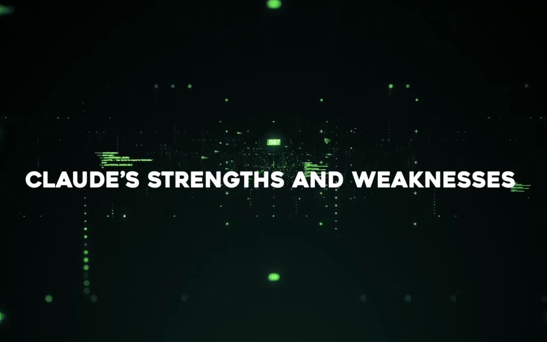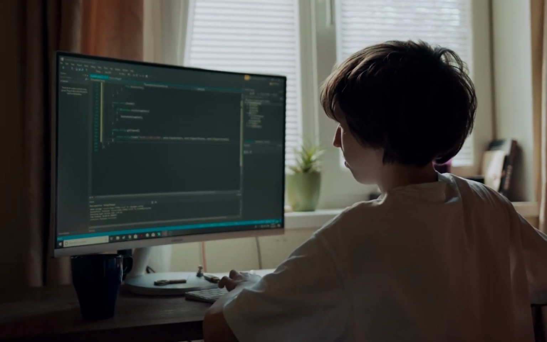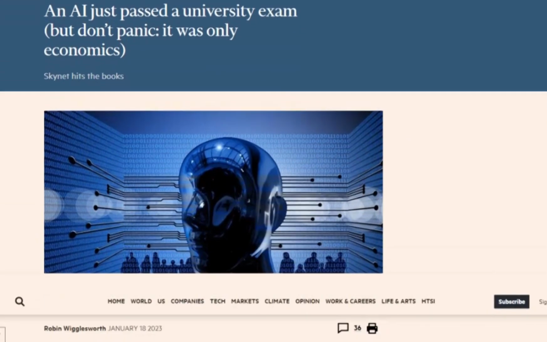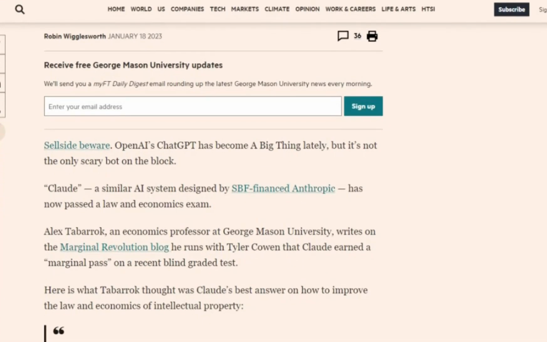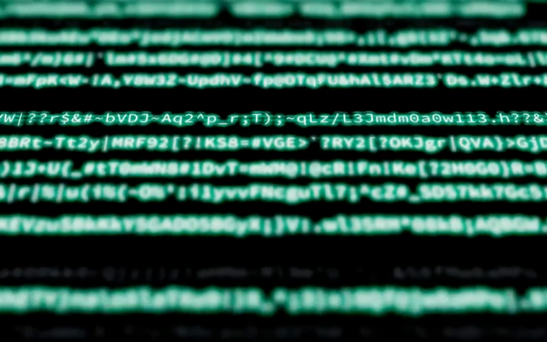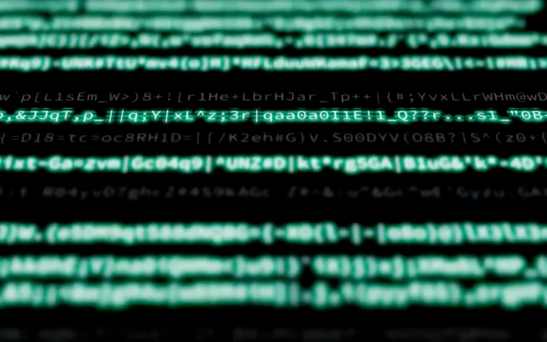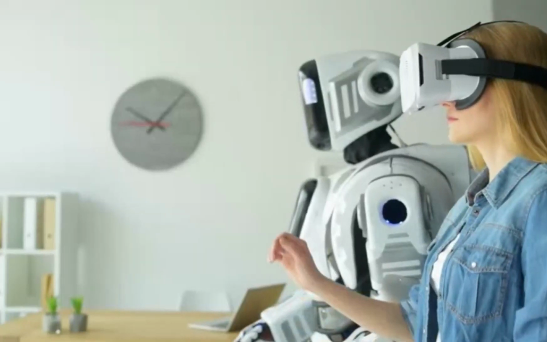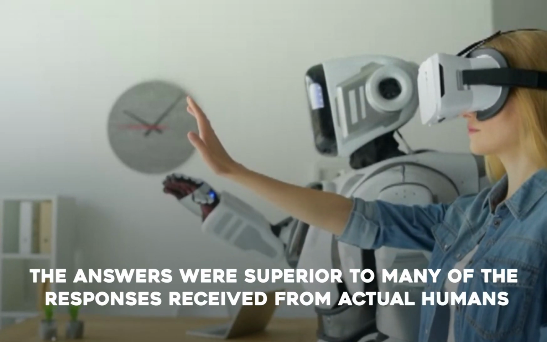Claude's strengths and weaknesses. Some people have already started testing Claude's capabilities. Alex Tabarrok, an economics professor at George Mason University, writes on the Marginal Revolution blog he runs with Tyler Cowen that Claude earned a marginal pass on a recent blind-graded test. Claude was tasked with writing and improving upon the laws and economics of intellectual property for its examination. According to Tabarrok, the answers were superior to many of the responses received from actual humans.